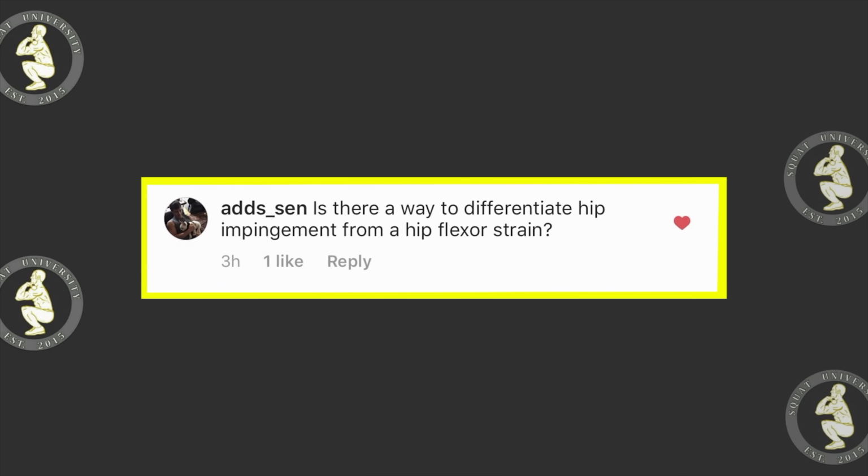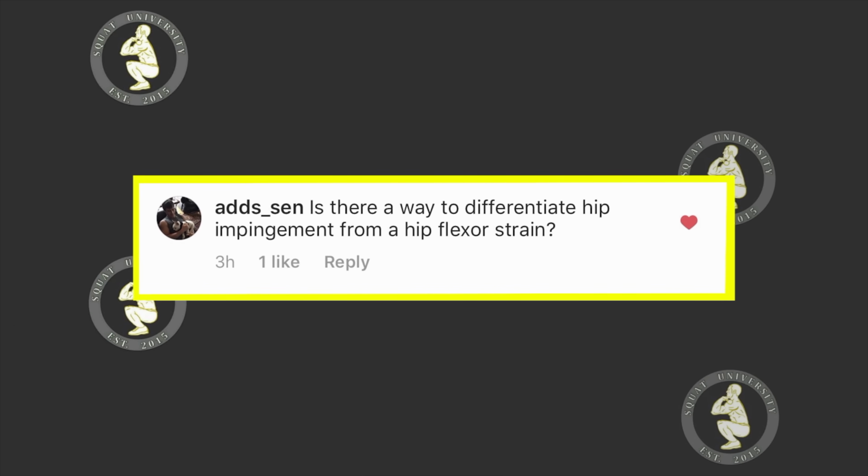Is there a way to differentiate hip impingement from a hip flexor strain? All right, so today we're gonna be talking about differentiating the two common injuries to the front side of the hip, a hip flexor strain and a hip impingement. First, let's talk about hip flexor strain.